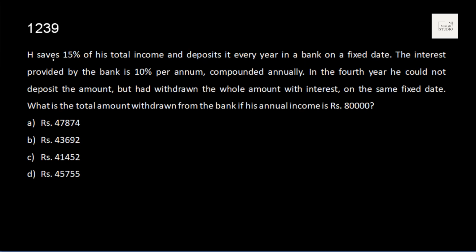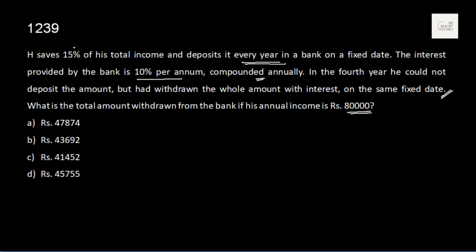H saves 15% of his total income and deposits it every year in a bank on a fixed date. The interest provided by the bank is 10% per annum, compounded annually. In the fourth year, he could not deposit the amount but had withdrawn the whole amount with interest on the same fixed date. What is the total amount withdrawn from the bank if his annual income is 80,000?